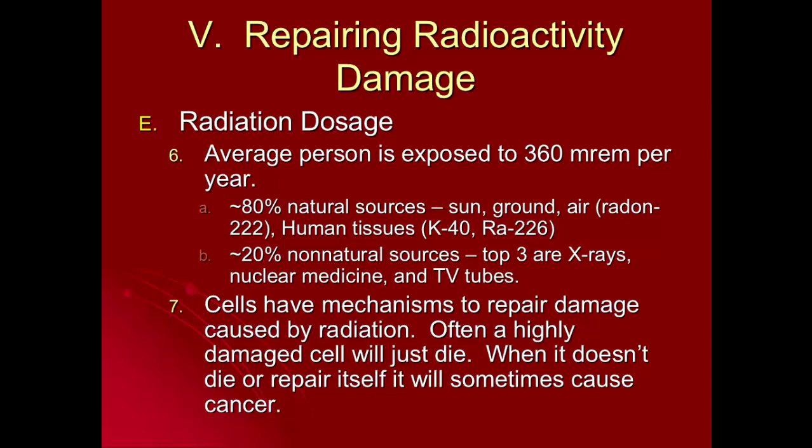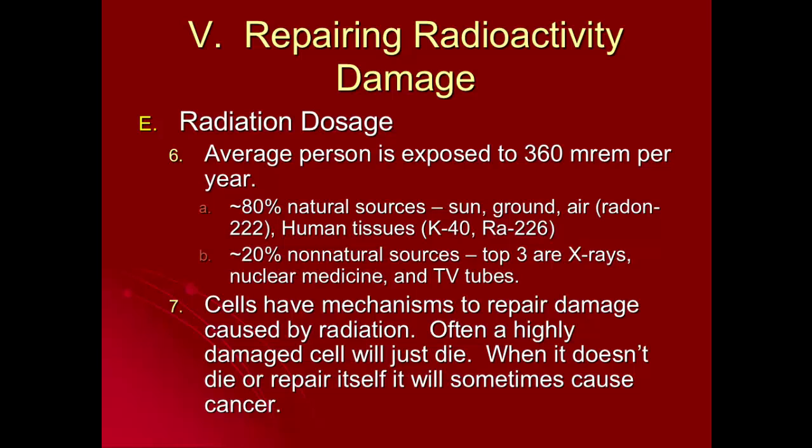So the average person is exposed to about 360 millirem per year. About 80% of that is coming from the sun, the ground, or the air, or from human tissues. In our bodies, we have potassium, which we ingest and need. If we don't have it, we have problems. And we have some radon. Both of those are radioactive, and they're going to be emitting radiation into the body that has to be dealt with as we have to correct the mistakes that happen from that released radiation.